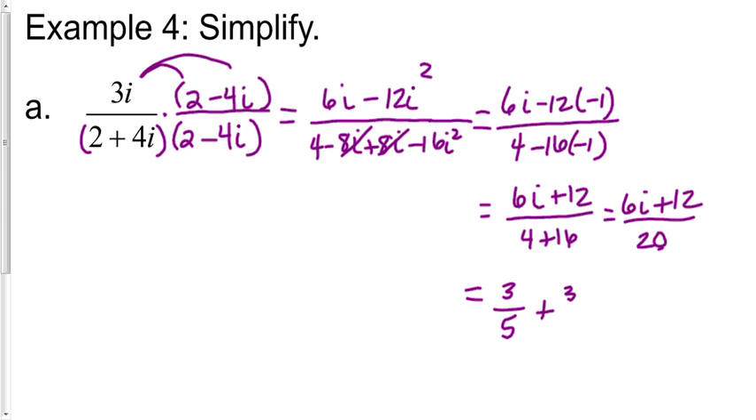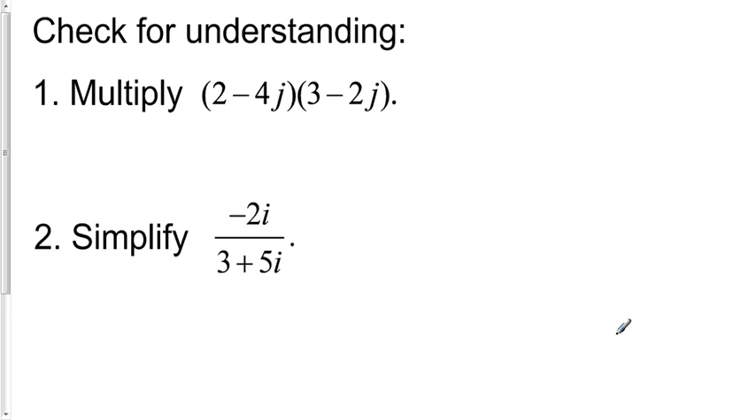Positive 3/10 i. So we want to simplify the fraction by eliminating i in the denominator. Notice I got just a whole number 20 here, a real number 20. And then you can simplify your fraction into a real part plus an imaginary part. So we've got the complex number 3/5 plus 3/10 i for our answer. Okay, finally, I want you to try these two on your own. So the first one you're going to multiply using FOIL. And then number 2, I want you to simplify the fraction like I just did in the last example.